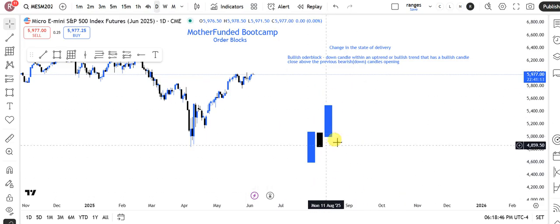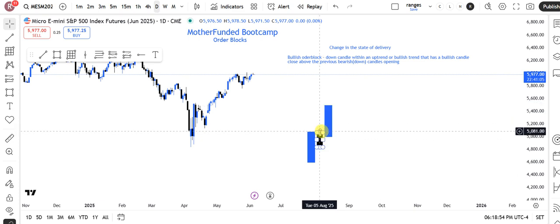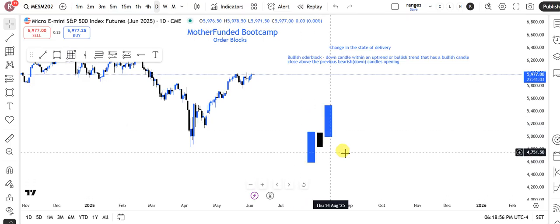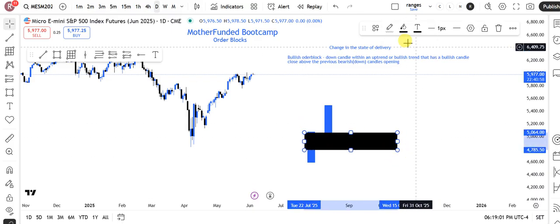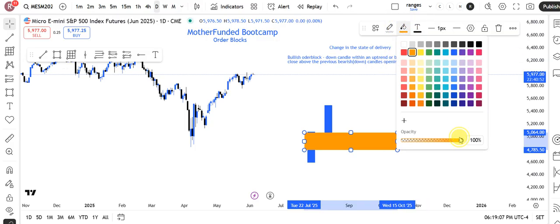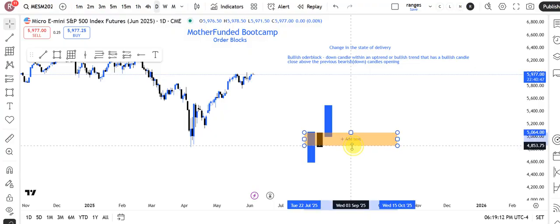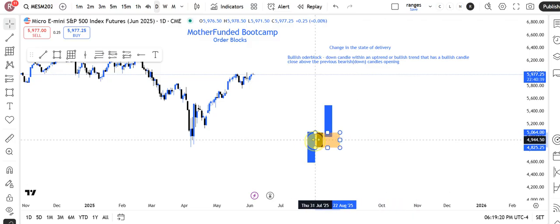So when we have a bearish candle within an uptrend, and then a bullish candle that closes above the opening price of the bearish candle, this validates it as an order block, and I like to mark these with an orange box. So there's your order block. Boom, right there.